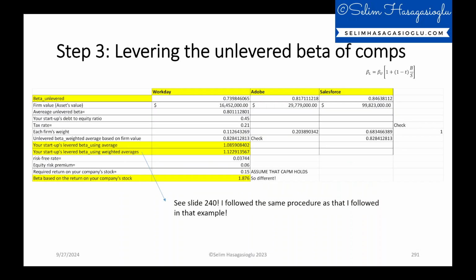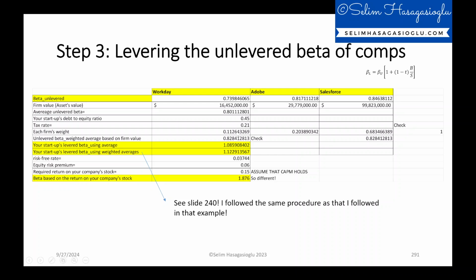So then we will arrive at the last step, levering the unlevered beta of comparable firms. So these are the beta unlevered values for all companies, Workday, Adobe, and Salesforce. And we have also firms' values in terms of their asset values, book values. Here, you can just calculate the average unlevered beta. So these are three values. You can just calculate the average. And remember, your startup's debt to equity ratio was 0.45, tax rate was 21%.